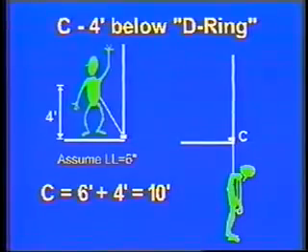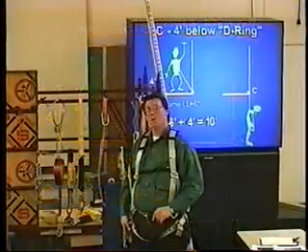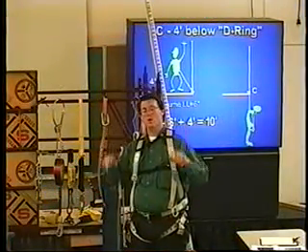I get a first one on the person. When I fall, I'm going to fall till I catch up to that anchor point. That's 4 feet. And then I'm going to fall the length of the lanyard, 6 feet. 4 feet to catch up to the anchor point, 6 additional feet to fall the length of the lanyard. That's a 10-foot total free fall.